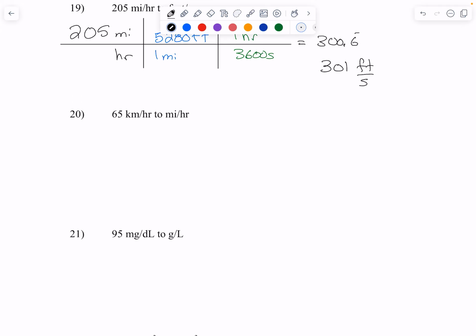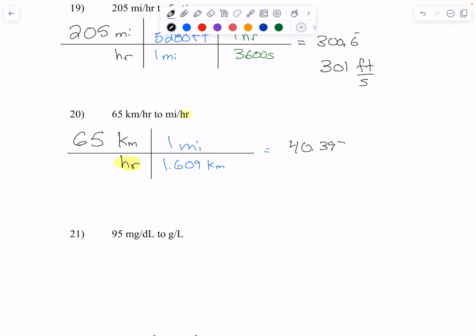Okay, 65 kilometers an hour to miles an hour. Now, I picked this one because we are not converting everything, are we? We're actually keeping hours because we want hours. So we're not changing that. We're just doing the first, all right, kilometers to mile. And we know that 1.609 kilometers is 1 mile, and that's it. We're good. We don't have to do anything else, and that happens at times. So that gives me 40.3977625, which happens to be, I got two sig figs, 40 miles an hour.